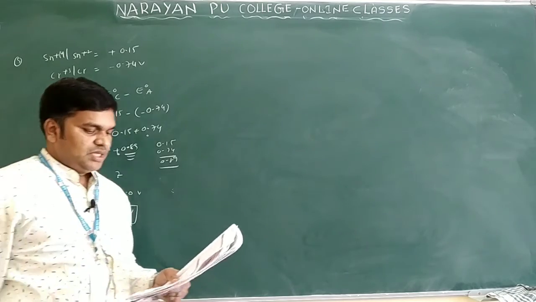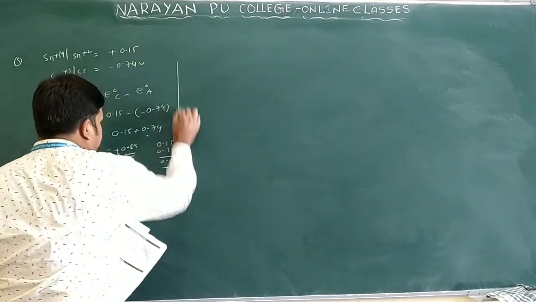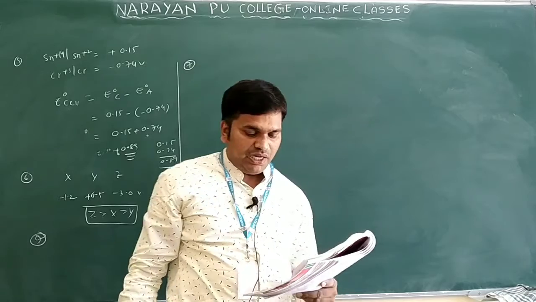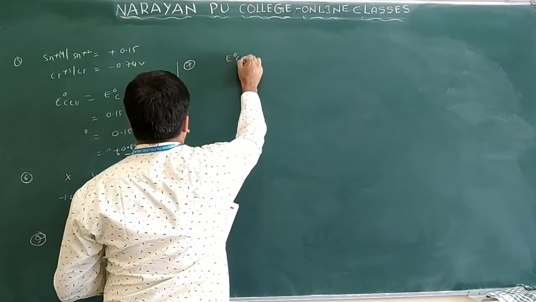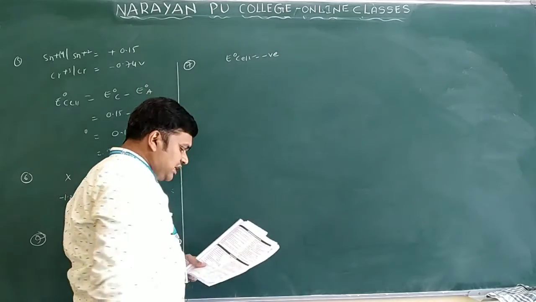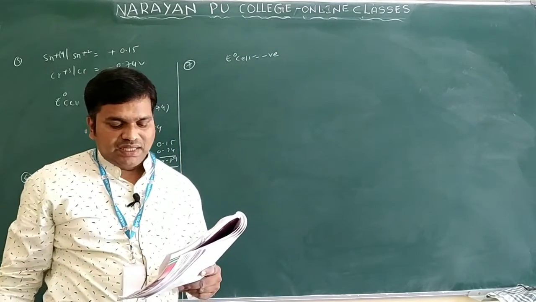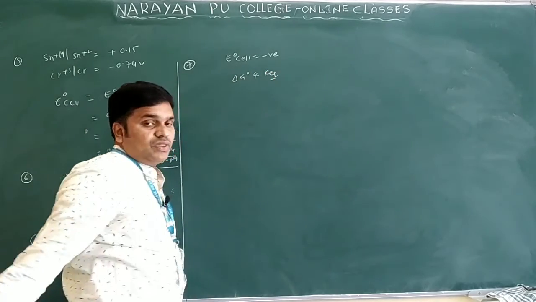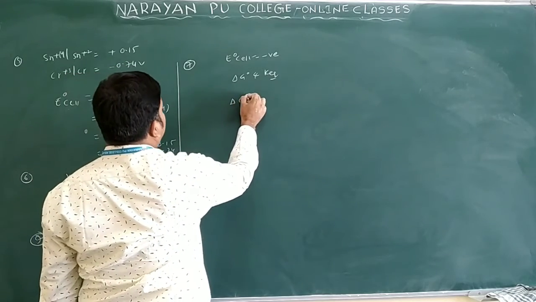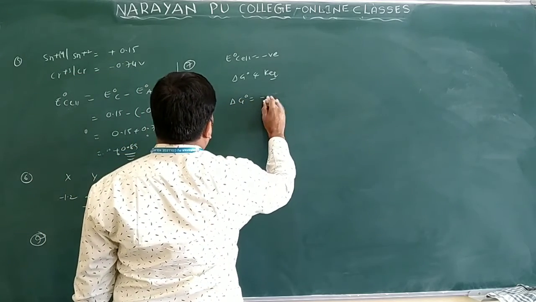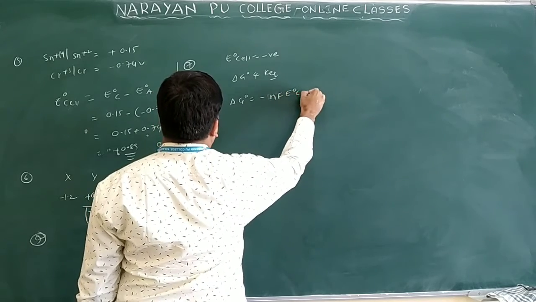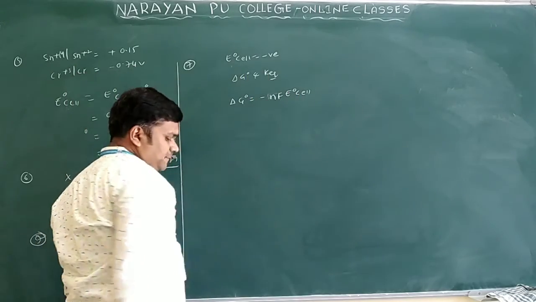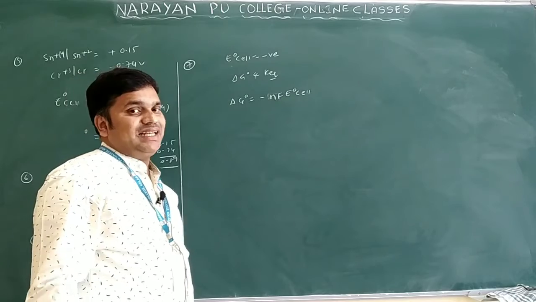Next, question number 7. The 7th question says, if the E naught of the cell is given as a negative value, which of the following will give the correct relationship between delta G naught and K equilibrium? You know one formula, delta G naught is equal to minus nF E naught cell. So here E naught cell is given negative.